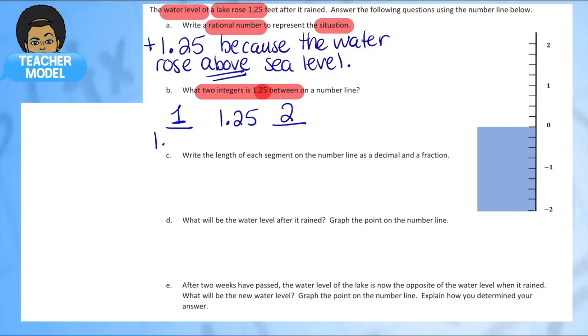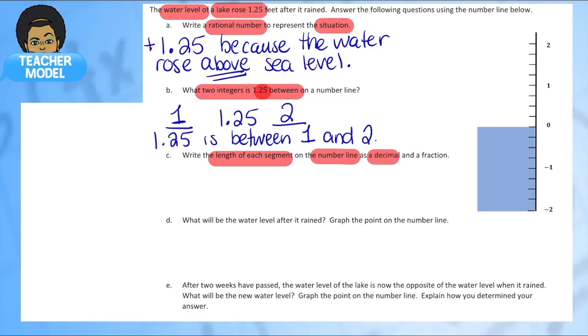So I'm going to write that as a full sentence. 1 and 25 hundredths is between 1 and 2. All right, let's go to the next problem. We're going to write the length of each segment on the number line. Ooh, and this time they want it as a decimal and a fraction. Okay. So we're going to write the length of each segment on that line as a decimal and a fraction.